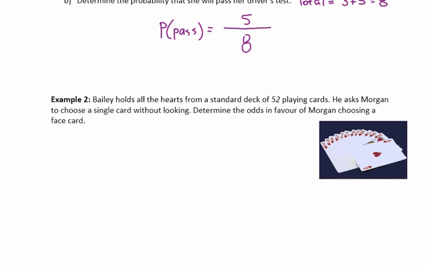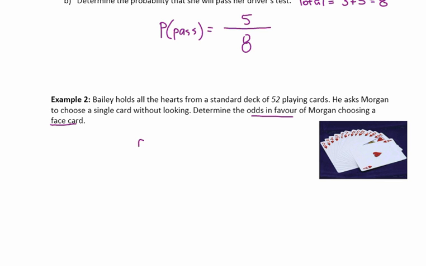Bailey holds all the hearts from a standard deck of 52 cards. He asks Morgan to choose a single card without looking. Determine the odds in favor of Morgan choosing a face card. So we want odds in favor of a face.